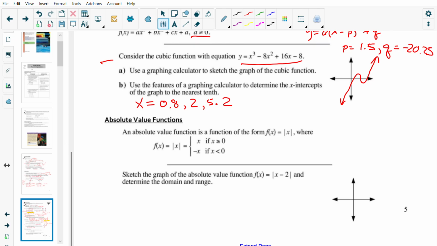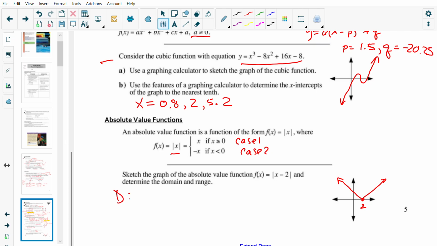Okay, absolute value function. An absolute value function is a function of the form f of x equals absolute value of x. Remember, we have cases, case 1 and case 2. Right? Remember solving these equations and thinking about absolute values. There's always a positive case and a negative case. Sketch the graph of the absolute value function f of x equals absolute value of x minus 2 and determine the domain and range. So when we sketch this, it'll have a vertex at 2, and then it will look like a big V.